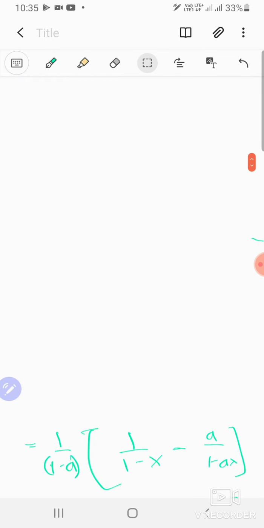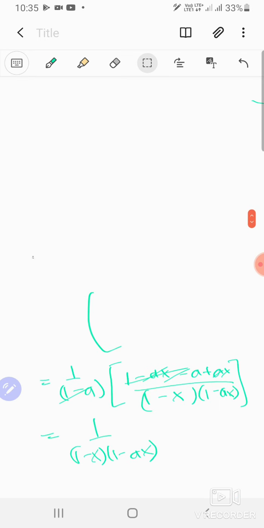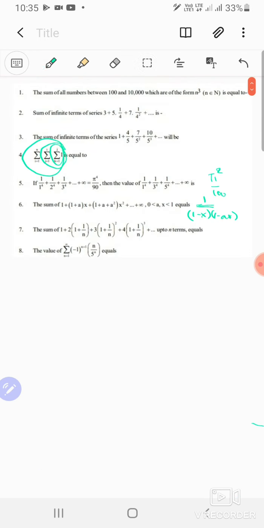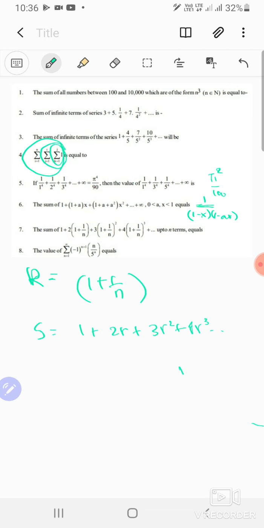So the next question is the sum of, wait, so just delete this thing first. Okay, so the sum of 1 plus 2 into 1 plus 1 upon n plus 3 in, okay, so call this thing the ratio. Call this thing r equals 1 plus 1 upon n. It's still n terms, so this sum S is supposed to be equal to 1 plus 2r plus 3r squared plus 4r to the third power till n terms, so till n into r to the n minus 1 power. That should work most likely.